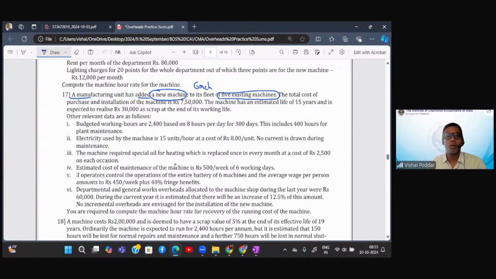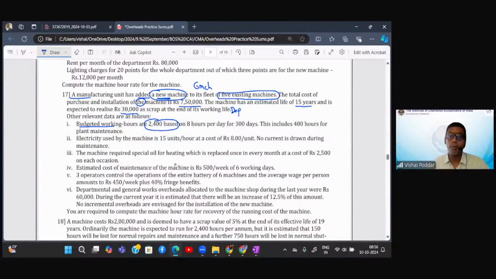Now, the total cost of purchase and installation of the machine, that is only of this new machine, is 7.5 lakhs. And this machine has a life of 15 years, with scrap value of 30,000 at the end. So we know this will help us in calculating the depreciation of that machine. Now, what you are expecting is you will have total 2,400 hours.